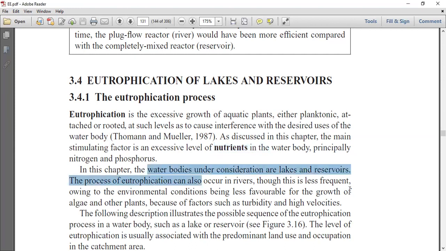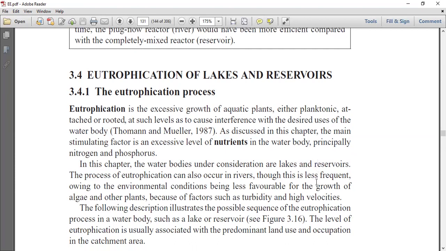The water bodies under consideration are lakes and reservoirs. The process of eutrophication can also occur in rivers, though this is less frequent, owing to the environmental conditions being less favorable for the growth of algae and other plants because of factors such as turbidity and high velocity. So eutrophication is generally not found in rivers, and when there are still waters, for example a lake, there are high chances of eutrophication.